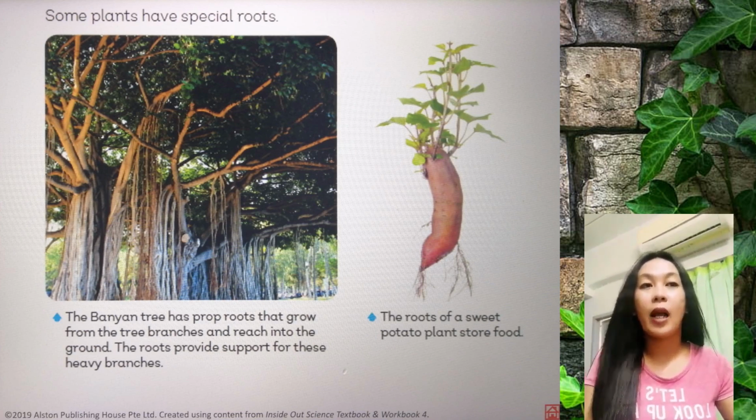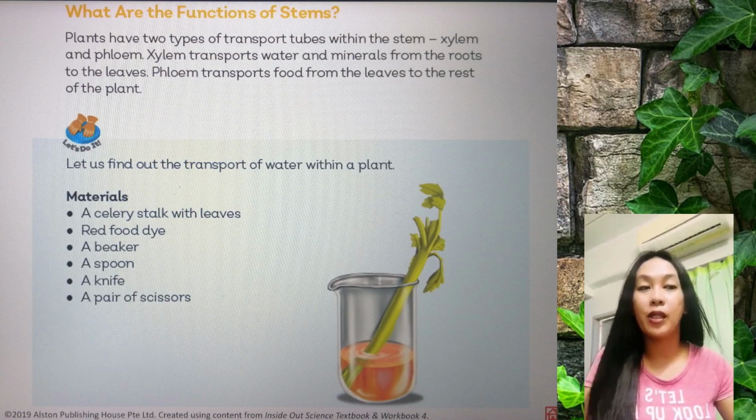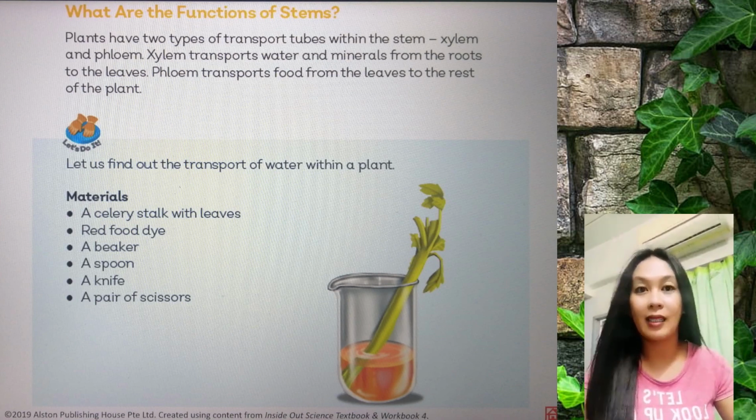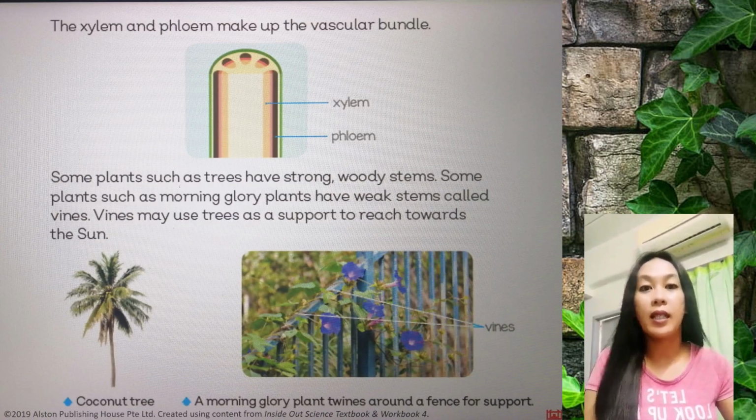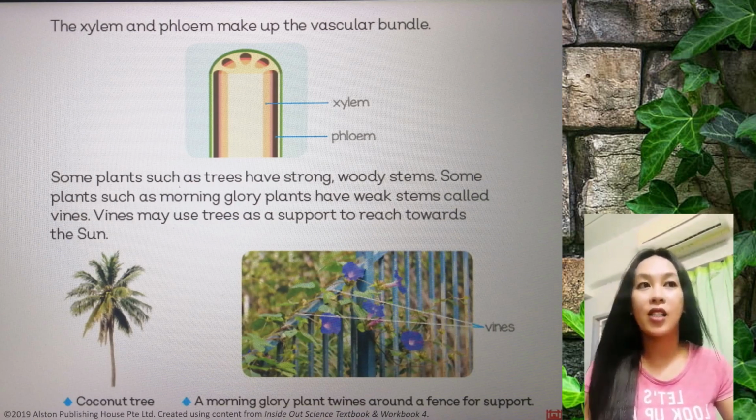So plants have 2 types of transport tubes within the stem. They are the xylem and the phloem. The xylem transports water and minerals from the roots to the leaves, while phloem transports food from the leaves to the rest of the plant. Okay, so this is how the xylem and the phloem look inside the stem of the plant. They make up the vascular bundle of the plant.